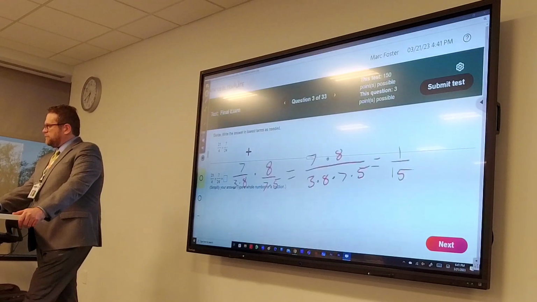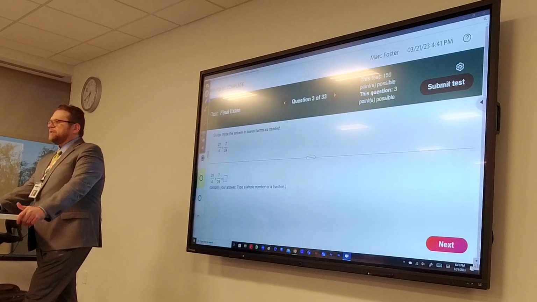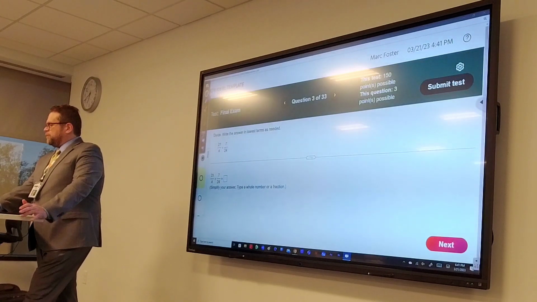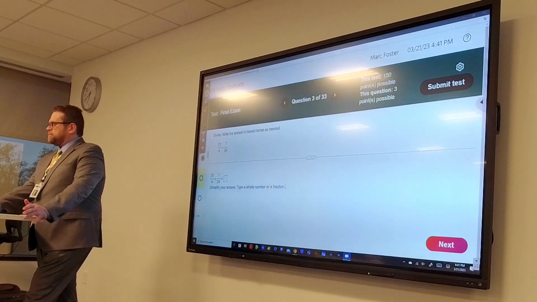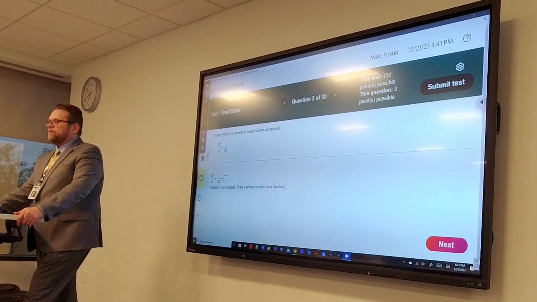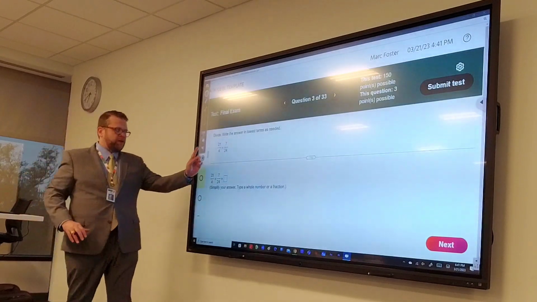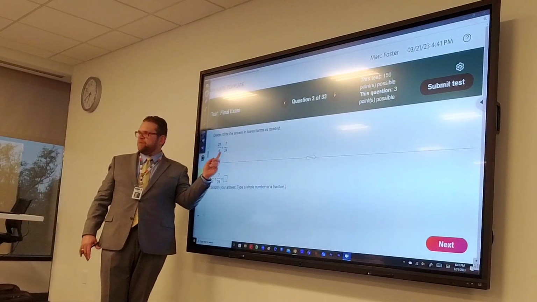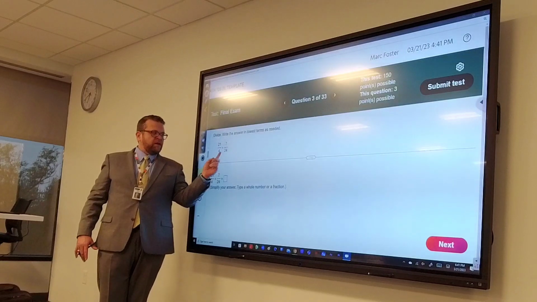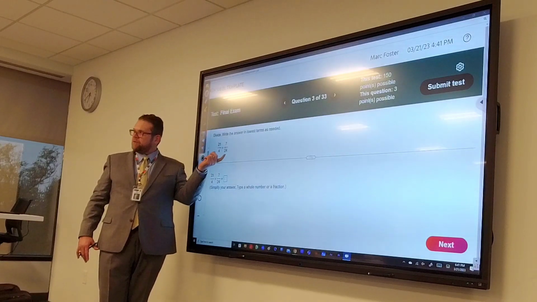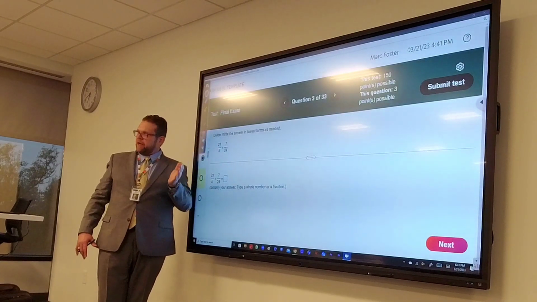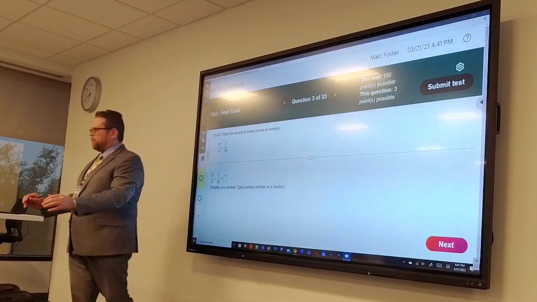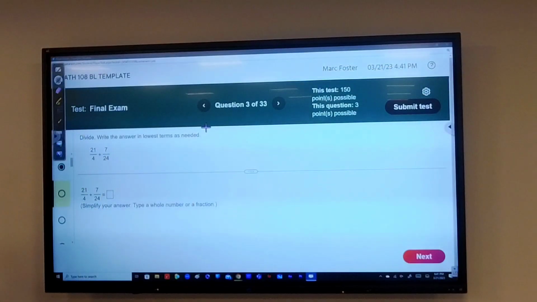Divide. Write the answer in lowest terms as needed. Again, those instructions are in the wrong order. We shouldn't divide first and then put it in lowest terms. Our first step should be to reinterpret this crazy division symbol as a product, and then factor it, cancel, and see what we're left with. That is the best way.